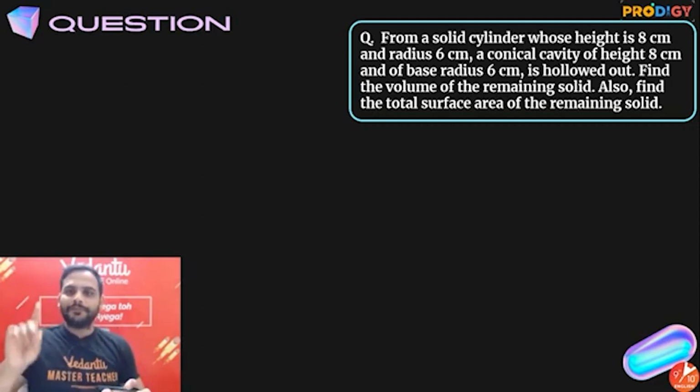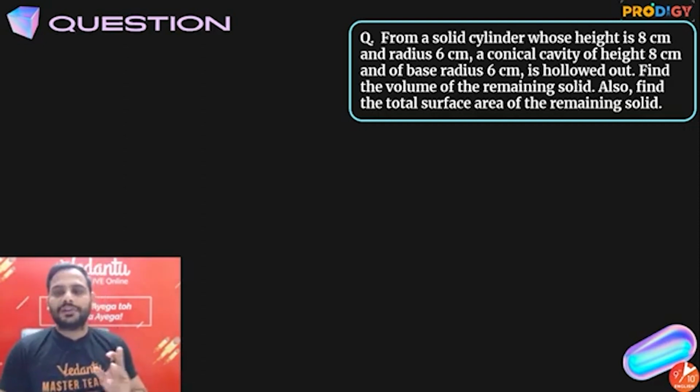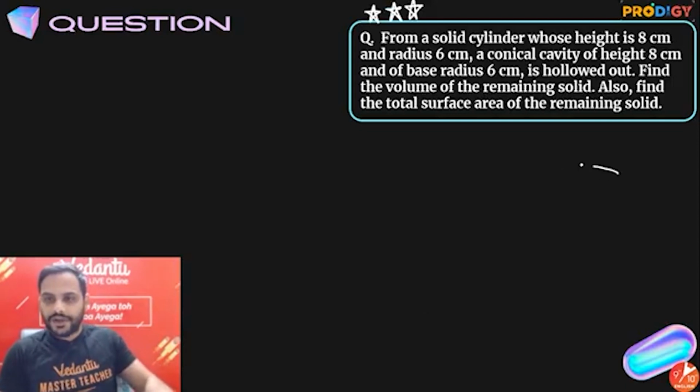Volume is easy for us. Also find the total surface area of the remaining solid. It's a very good question. Now try to understand what this question is saying. Say guys, you have a cylinder over here. I'm drawing a cylinder over here.